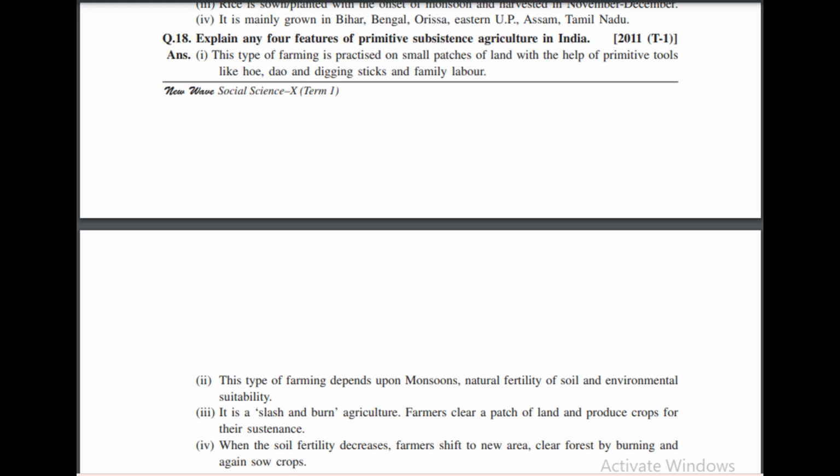The second point is that this type of farming depends on monsoon, natural fertility of the soil, and environmental sustainability. Please understand that the farmer here does not use any chemical fertilizer. Number three, it is a slash and burn agriculture. Farmers clear a patch of land to produce crops for their subsistence. And number four, when the soil fertility decreases, farmers shift to new areas, clear new forests by burning and again sowing crops.